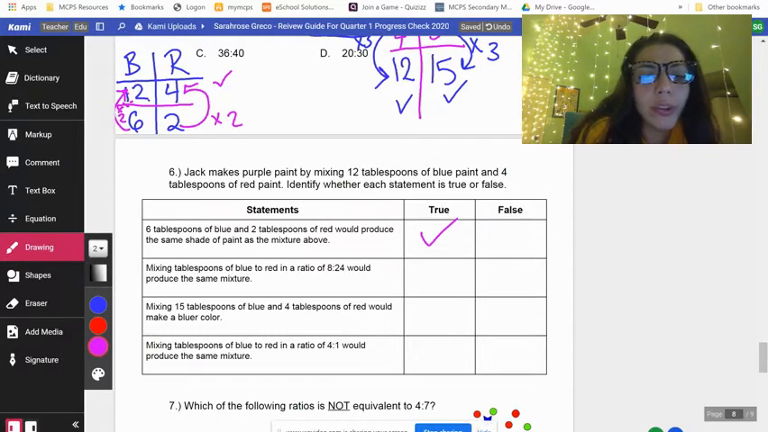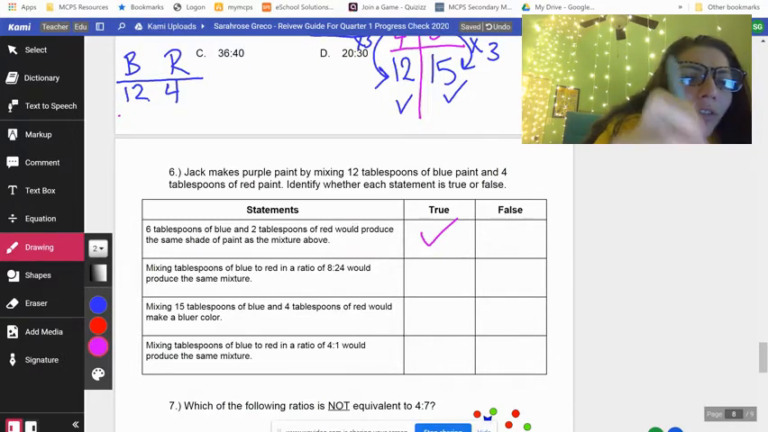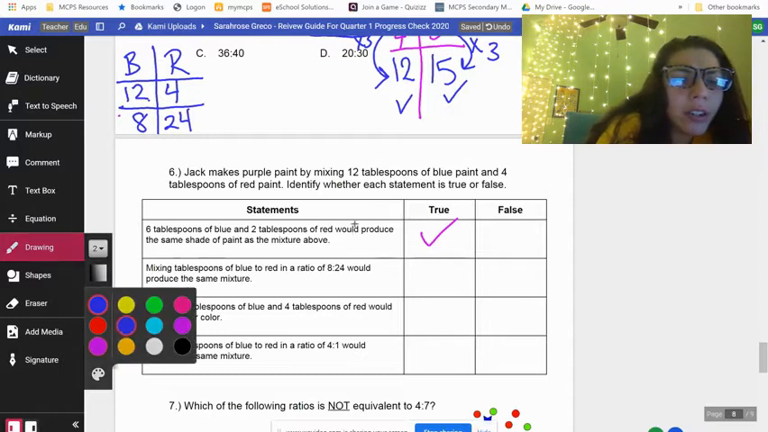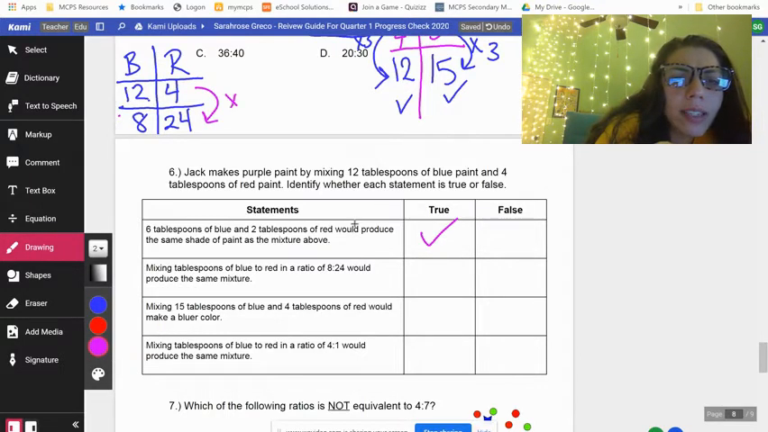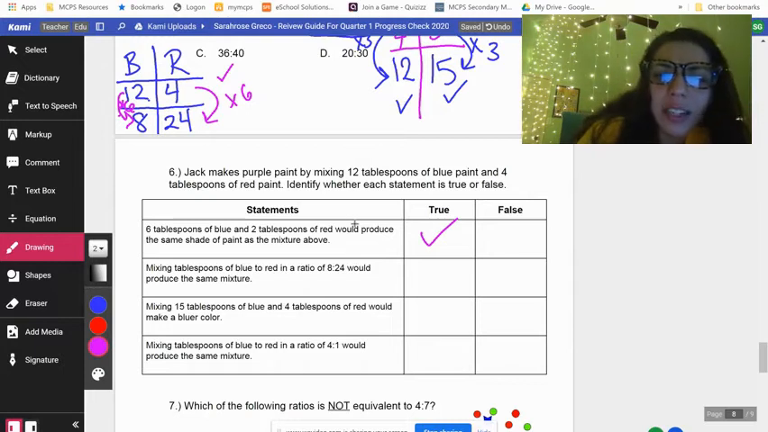Mixing tablespoons of blue to red paint in a ratio of 8 to 24 would produce the same mixture. So let's erase what we got. Let's keep the original. Okay, so 12 to 4, right? And then 8 to 24. I know that 4 times 6 is 24. That's true. But 12 times 6 is not 8. So that is not true. That is false.